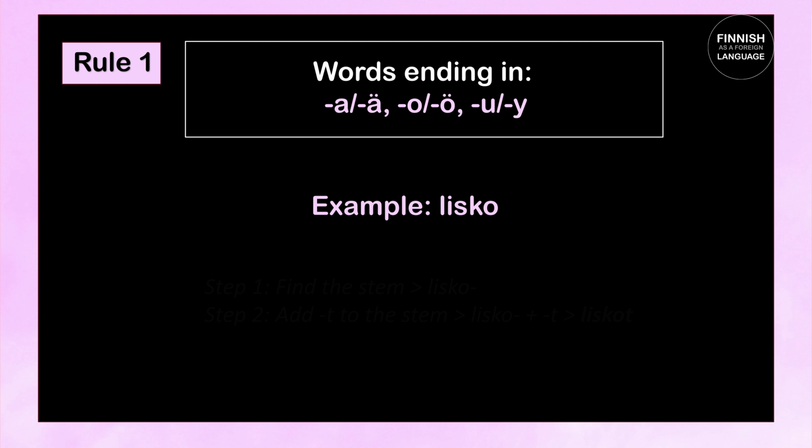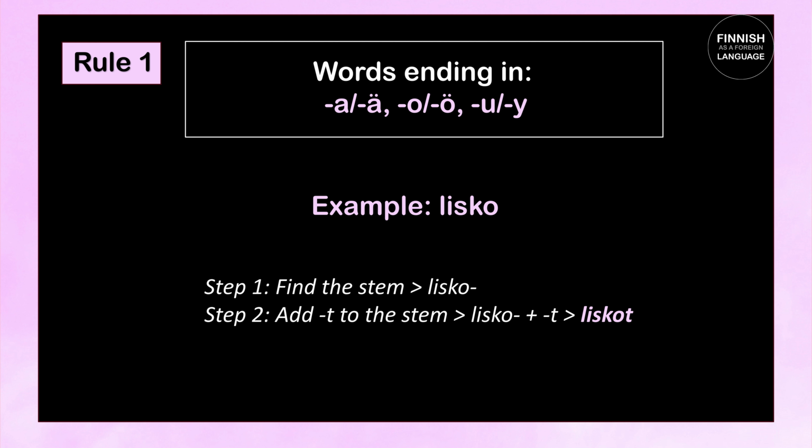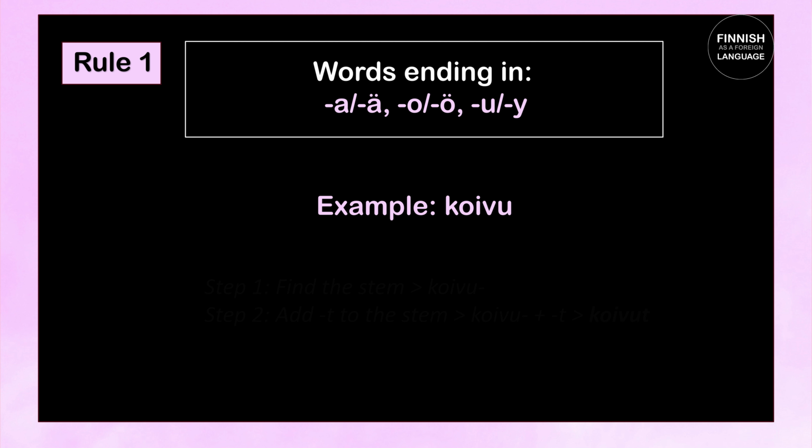Lisko means lizard. In the first step we have to find the stem, which is also lisko. And then in the second step we have to add T to the stem, which means we have lisko plus T is liskot, meaning lizards. And our last example for this rule, ending in the vowel U, is koivu. Koivu means birch tree.